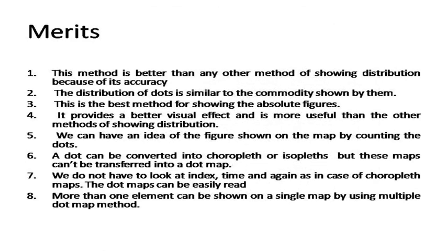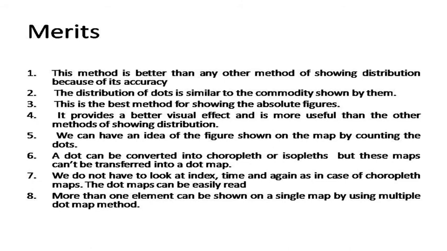Merits of the dot method. This method is better than any other method of showing distribution because of its accuracy. The distribution of dots is similar to the commodity shown by them. This is the best method for showing the absolute figures. It provides a better visual effect and is more useful than the other methods of showing distribution. We can have an idea of the figure shown on the map by counting the dots.